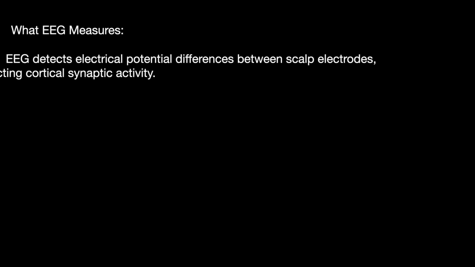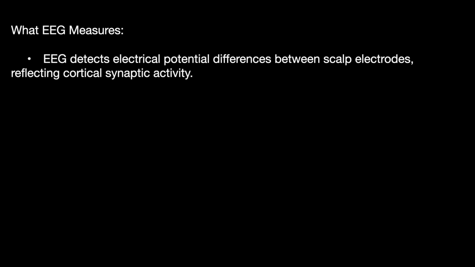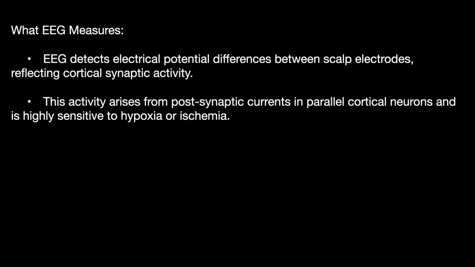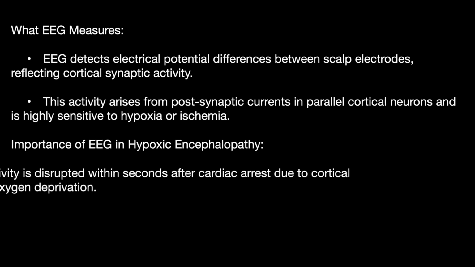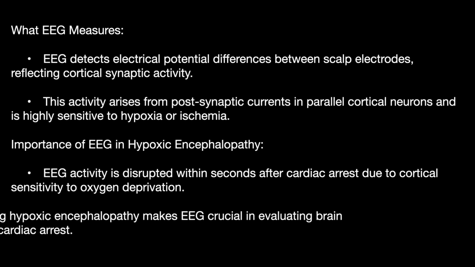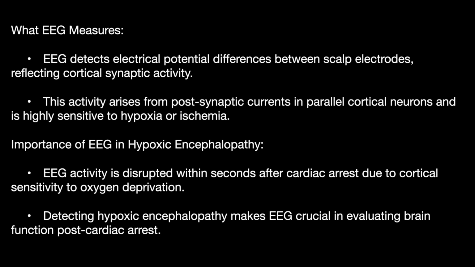Now, EEG, how to use it at the bedside for these patients. So what does the EEG measure? It detects the electrical potential difference between the scalp electrodes, reflecting the cortical synaptic activity. This activity arises from the postsynaptic currents in the parallel cortical neurons and is highly sensitive to hypoxia and ischemia. The importance of EEG in hypoxic encephalopathy is that the EEG activity is disrupted within seconds after cardiac arrest due to the cortical sensitivity to oxygen deprivation. Detecting hypoxic encephalopathy makes the EEG crucial in evaluating the brain function post cardiac arrest.